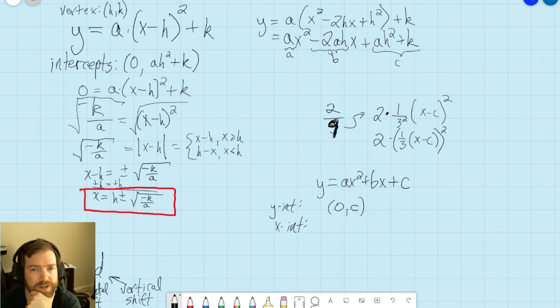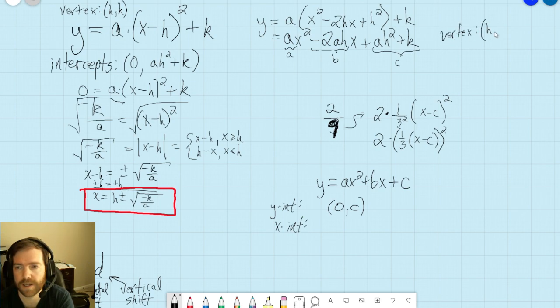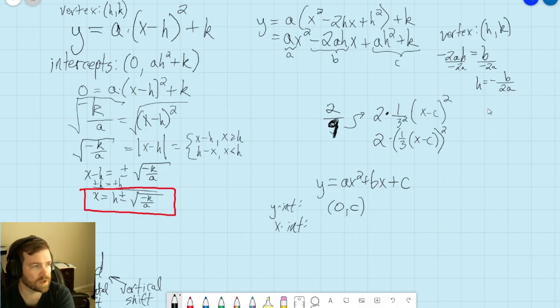And then how do we find the vertex? Well, the vertex is at h comma k. How do you get h and k? Find out what they are in these equations. Right here, you've got negative 2ah is equal to b from the expanded version. So if we're trying to solve for h, this is going to be divided by negative 2a. H equals negative b over 2a. Anybody who's ever studied the expanded form knows that that's what that is. Okay, that's h. Cool. What's k?